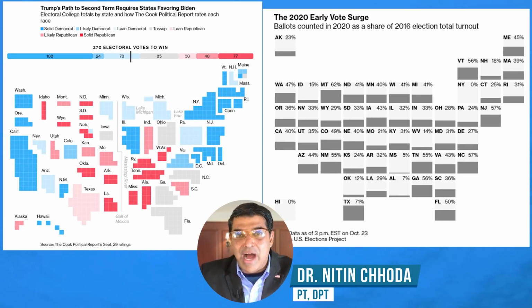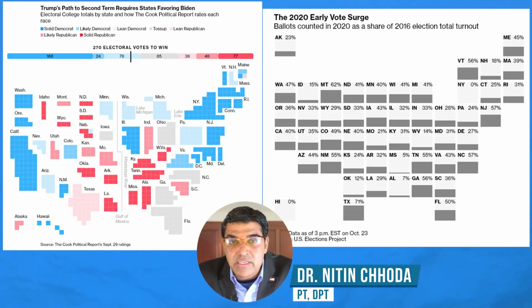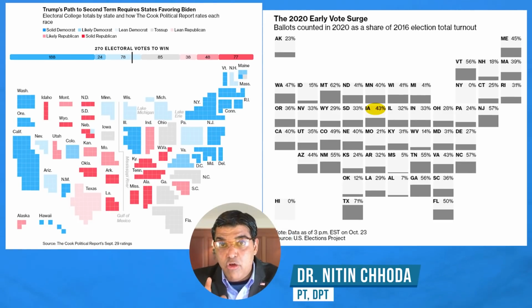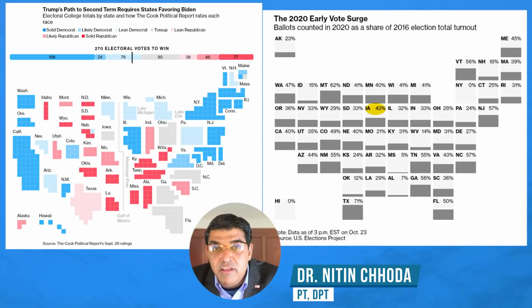Now, let's take a look at Ohio, which is another important swing state. It's a toss-up state, 28% early voting in Ohio. So that's extremely interesting. And Iowa is another important toss-up state, 43% early voting in the state of Iowa. Iowa has 6 electoral votes.